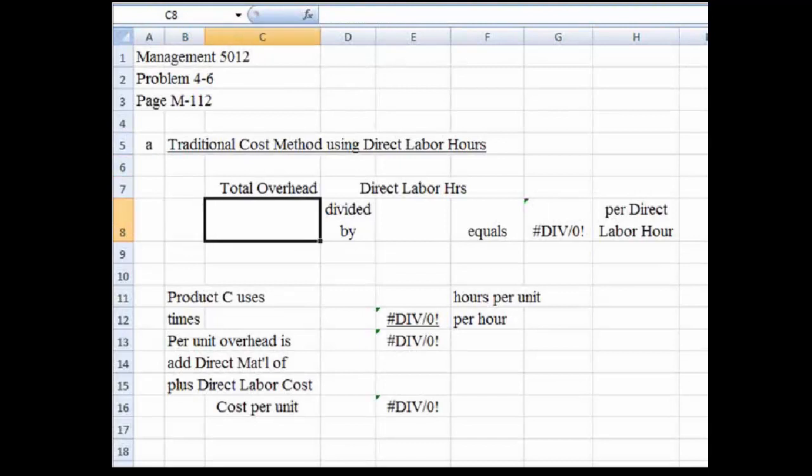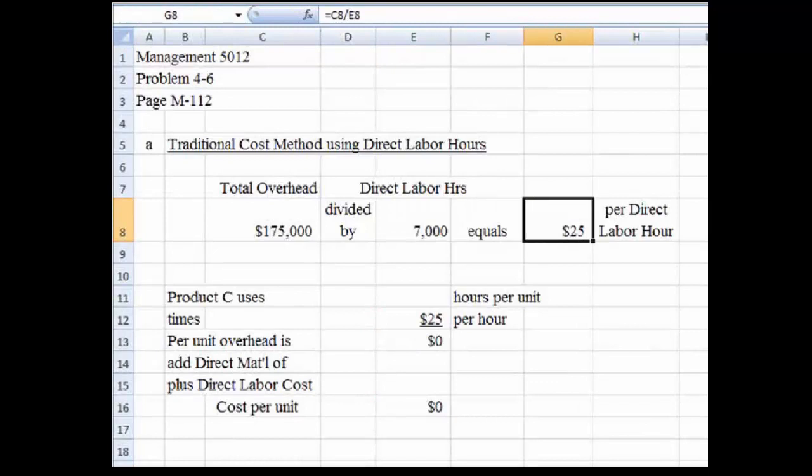At the top of page M-113, the book indicates the total overhead for the company is $175,000. On the screen, the $175,000 goes into the cell under the label Total Overhead. As indicated in the book, direct labor hours come to 7,000. That number is entered on the screen under the cell containing direct labor hours. With those entered, the formula indicates that traditional overhead allocation would use $25 per direct labor hour for costing products.